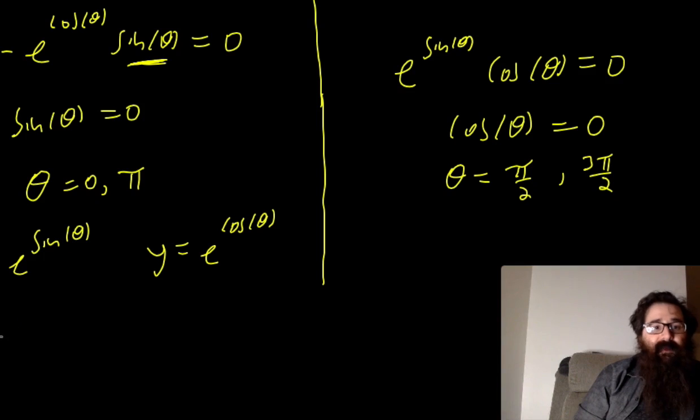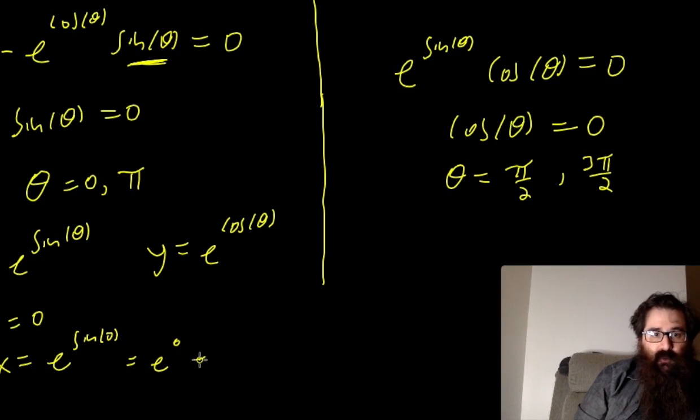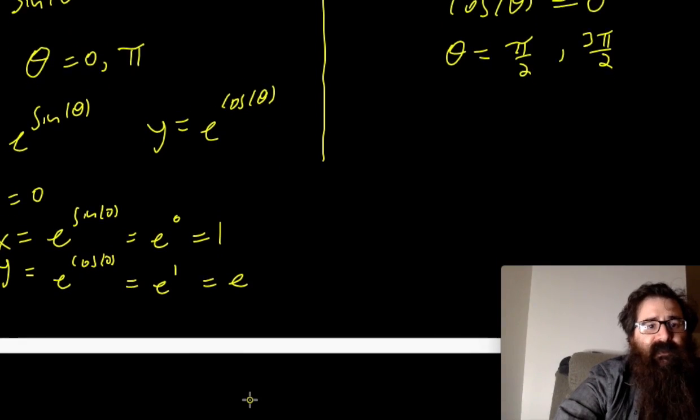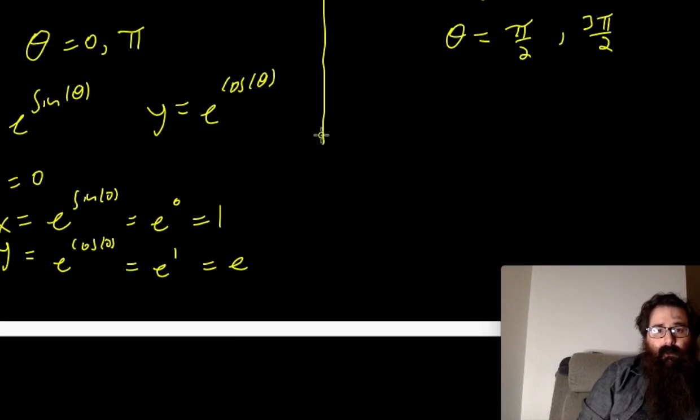And we can start with theta is 0. When theta is 0, I get x is equal to e to the sine of 0, which is e to the 0, which is 1. And y would be e to the cosine of 0. Cosine of 0 is 1, so e to the 1, which is e. So this gives me the ordered pair 1 comma e.